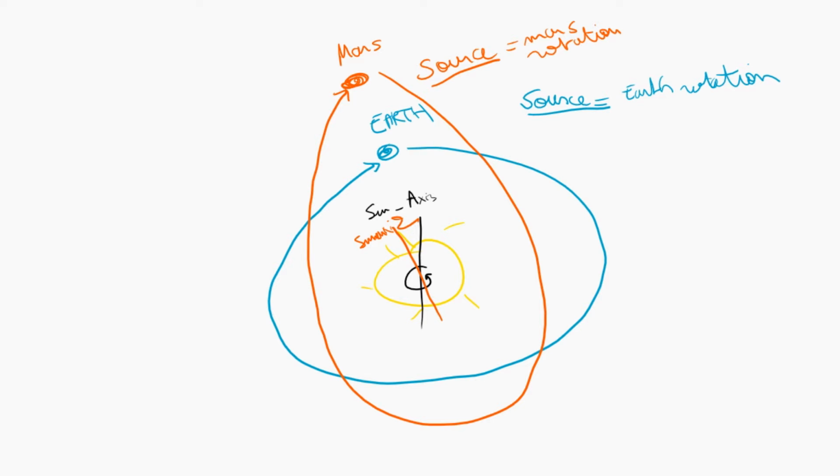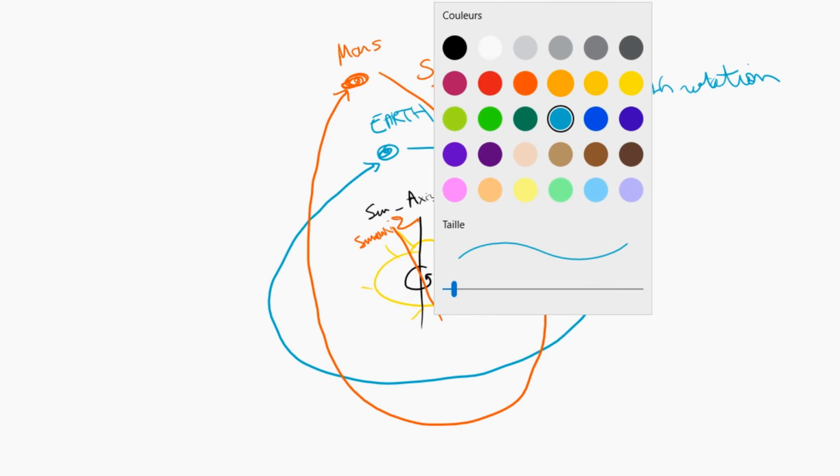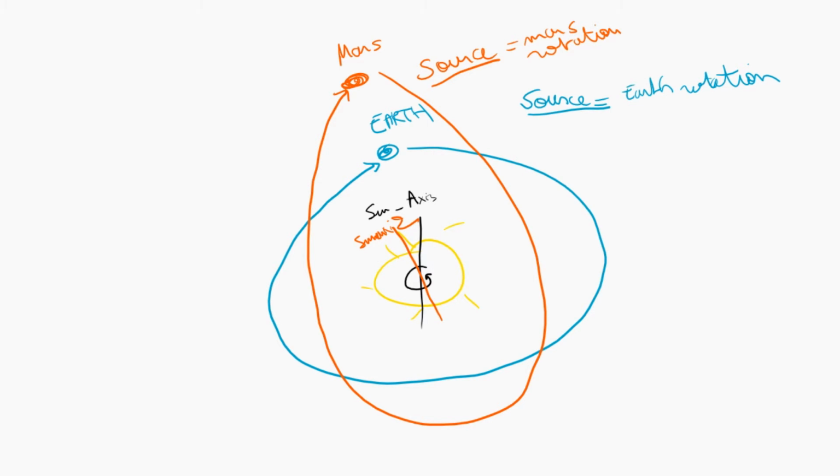Now, if I want the two rotations to happen at the same time and have a normal solar system, I'm going to add another source, which is going to be source solar, and it's going to have two classes.